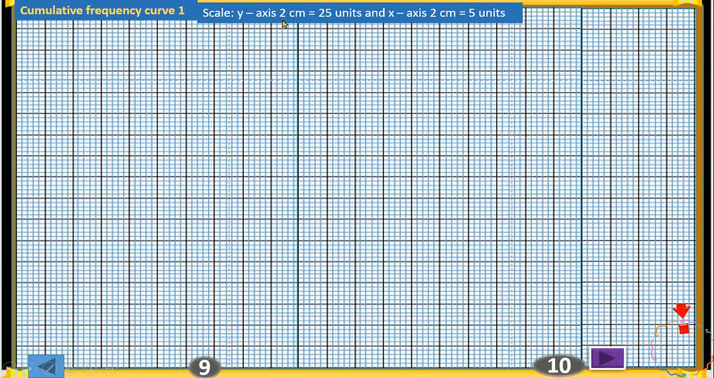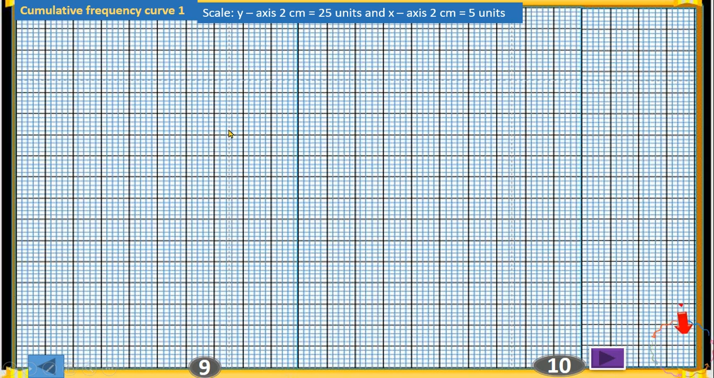Now on the graph board, our axis. On the y-axis, our scale is 2 centimeters is equal to 25 units. Each small square will give us 2.5 units. On the x-axis, 2 centimeters is equal to 5 units. 2 small squares will give us 1, or one small square will give us 0.5.